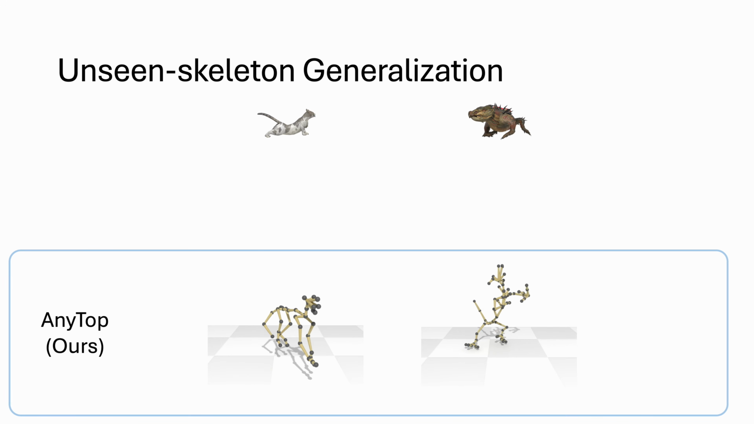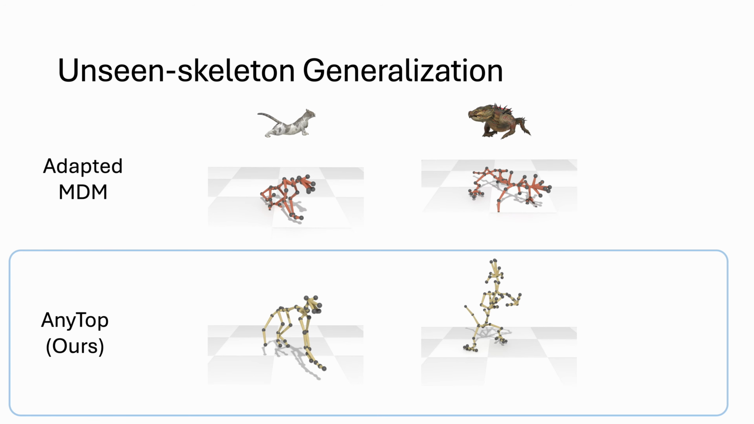Unseen skeletal generalization extends to skeletal structures not encountered during training. The cat and Komodo dragon shown here were excluded from the training and generated by our model without seeing them. For comparison, we display motions generated by an adapted MDM. As can be seen, generation of unseen skeletons presents a significant challenge for a more naive solution.